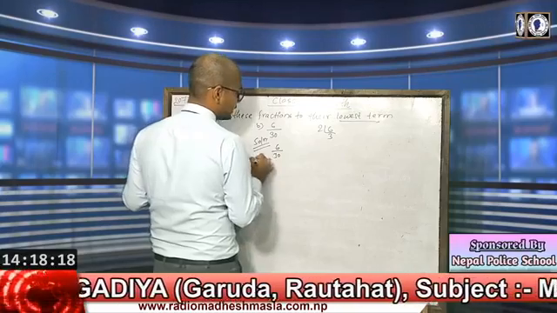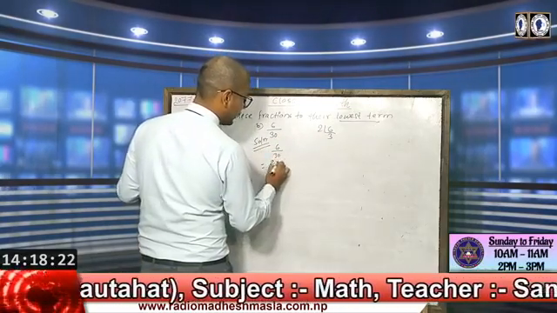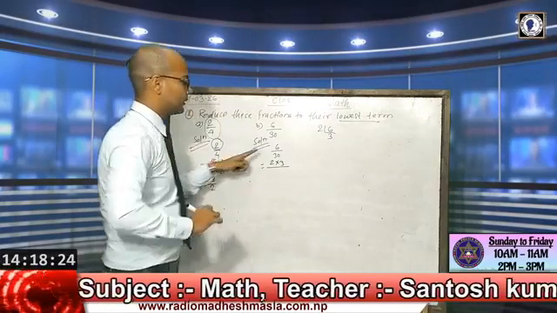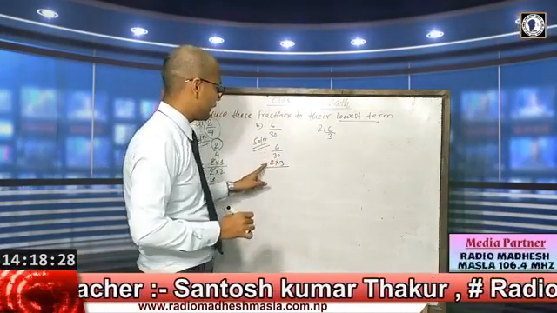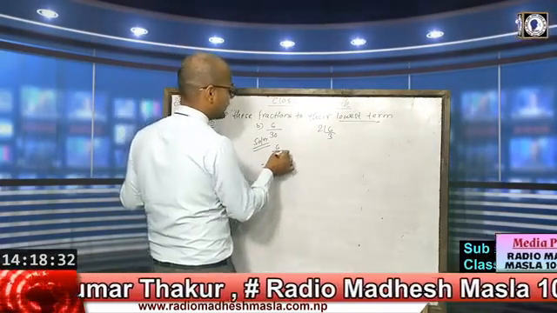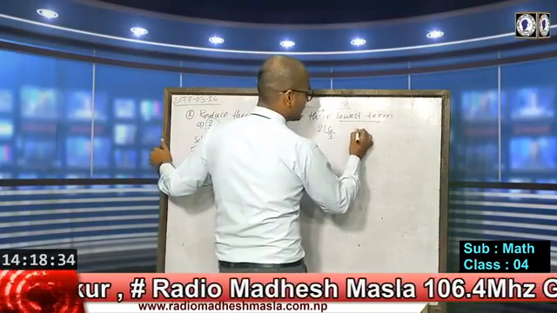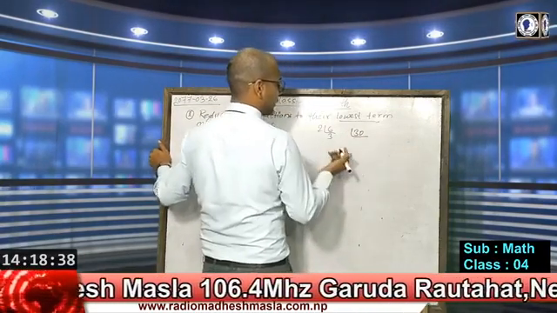Yes, at the place of 6 we can write 2 into 3. Yes or no? Yes, because the product of 2 and 3 becomes 6, so we can write 2 into 3. In the same way we have 30. At the place of 30 we also write their factors, the product of prime factors.